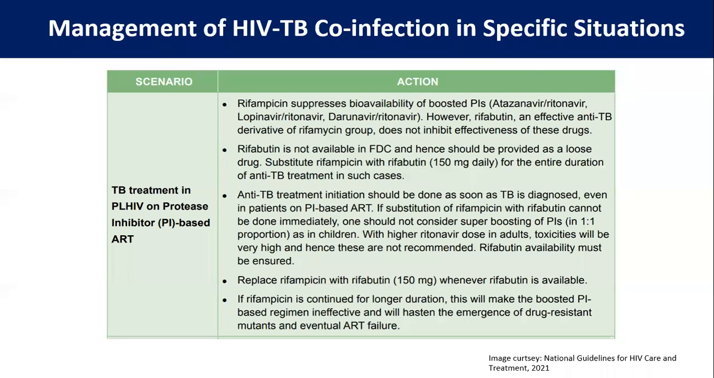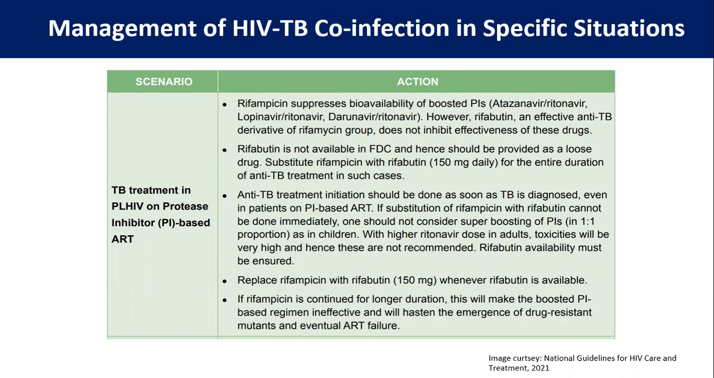We have gone through this earlier, it is just a repetition. Even in a patient with a PI-based regimen, if substitution of rifampicin with rifabutin cannot be done immediately, one should not consider super boosting. It is because in adult, if you go for super boosting, the dose of ritonavir would be so high that the patient will not be able to tolerate it, and there will be lots of side effects. So we should not go for super boosting in cases of adult, but it can be done with the pediatric patient.